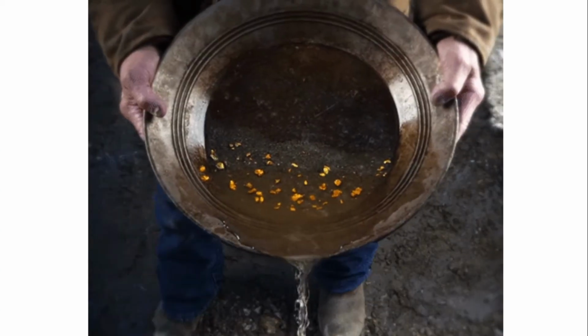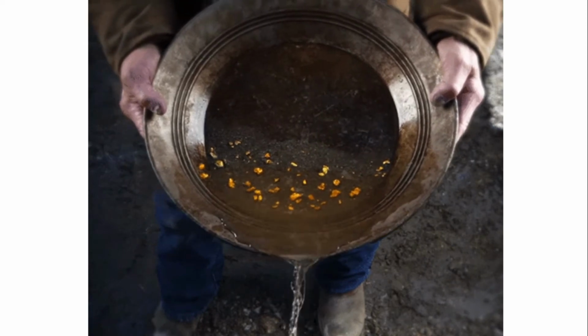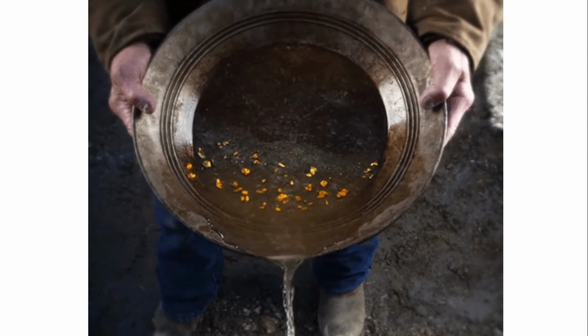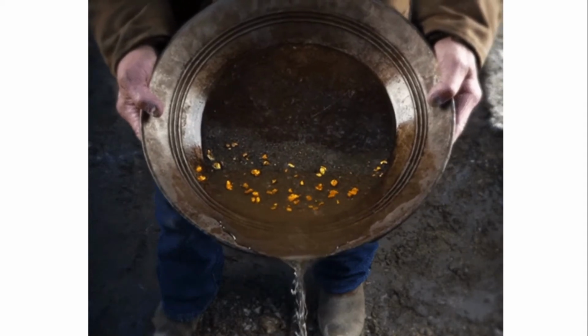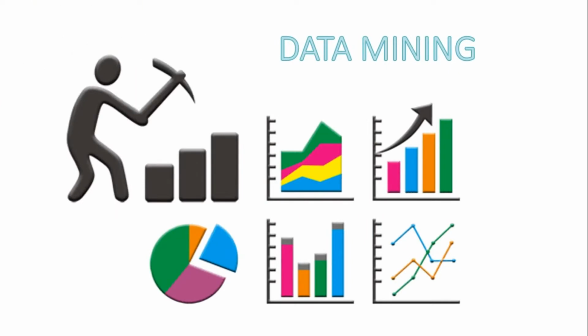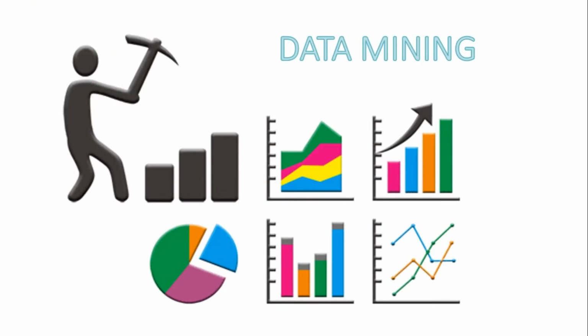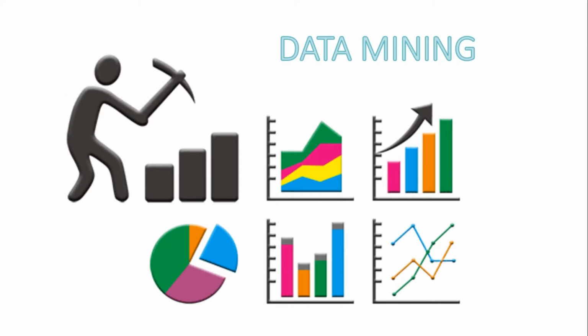This image is of gold mining. Here in this bowl, what we are doing, we are just trying to separate out some soil particles from the gold. So in the same way, we can say data mining is a process of finding useful patterns from the dig of your data. That is called data mining. From just a pile of data, you are collecting some useful patterns.